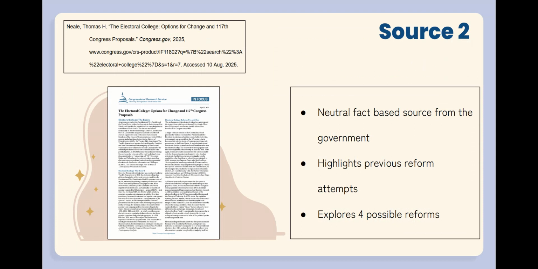Thomas H. Neal's The Electoral College, Options for Change and 117th Congress Proposals. Now, this is a neutral fact-based source from the government, and it highlights previous reform attempts, ones that haven't worked, because the Electoral College is still how it was since it was adopted. And it also explores four possible reforms, none of which have been tried and tested, which makes it really hard for it to be implemented in the real world.